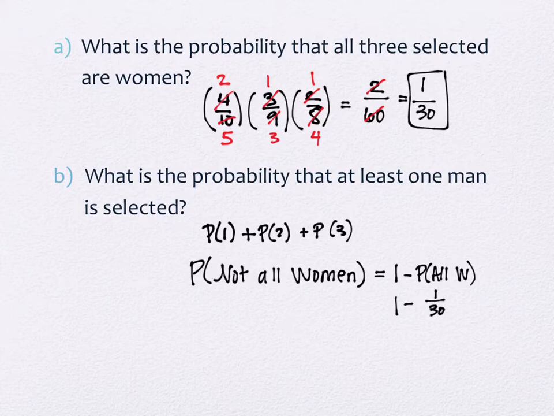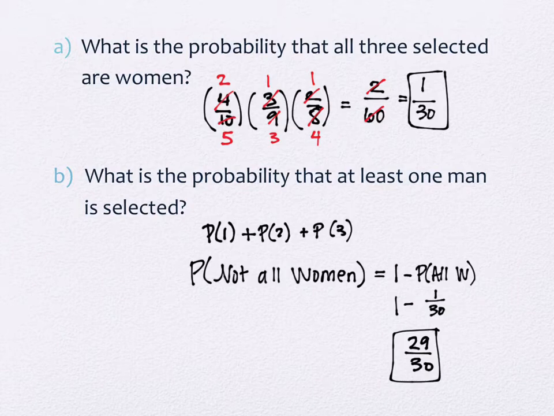So what do I get if I take 1 minus 1 out of 30? 29 out of 30. Right? Get a common denominator, subtract if you wish. But it's 29 out of 30 that are missing. It's very likely that at least 1 man gets to go on this trip. Now, it's also pretty likely that at least 1 woman gets to go, just not all women going, right?